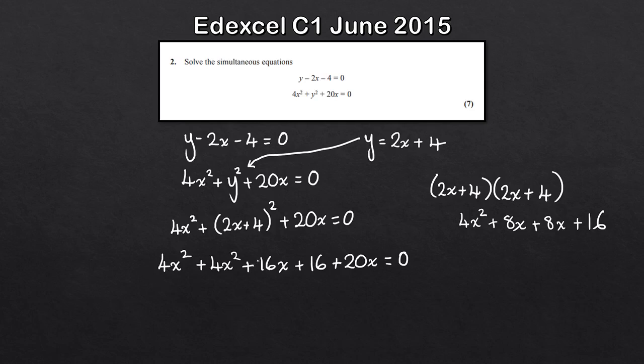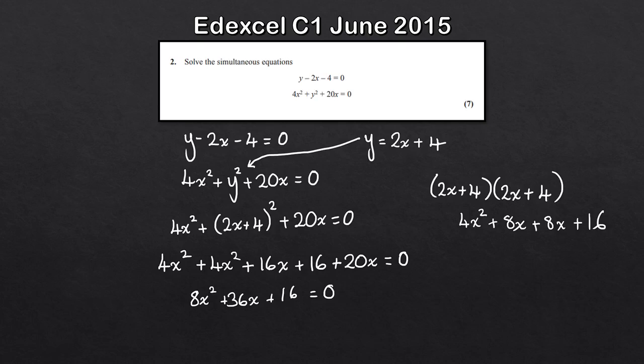I've got 4x squared and another 4x squared, so that would give us 8x squared. We've got 16x plus a 20x, that would give me 36x. And then finally we've got plus 16 here. And this is all equal to 0.